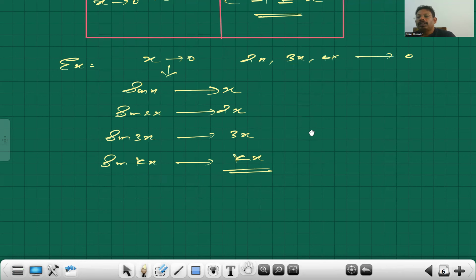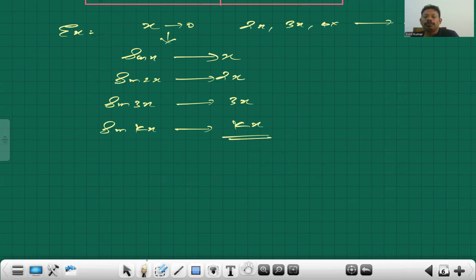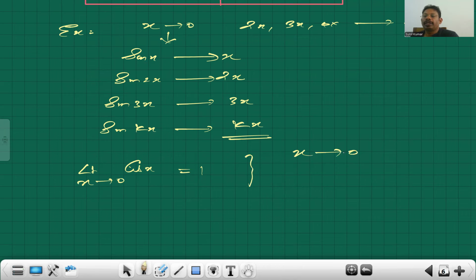Now there is no need for series form. Let me tell you, in cos x, what will happen whenever x is approaching 0? That is 1 only. So what is the meaning of this? Whenever x is approaching 0, cos x can be replaced with 1. That is the thing you should get from here.